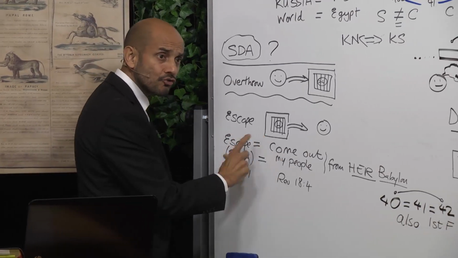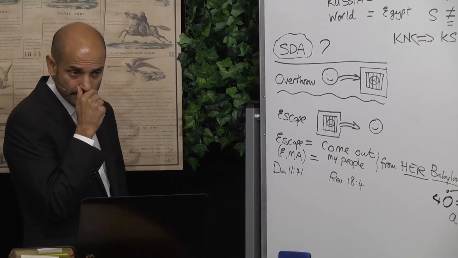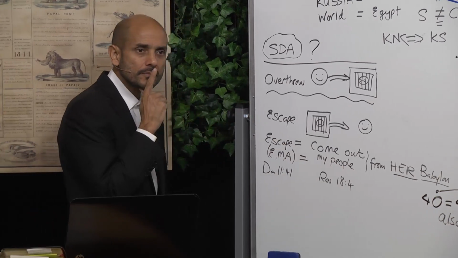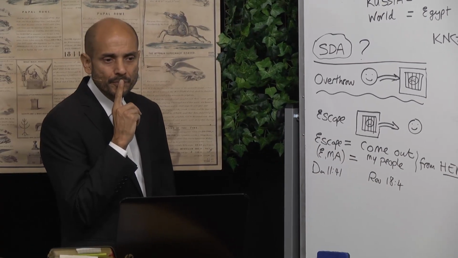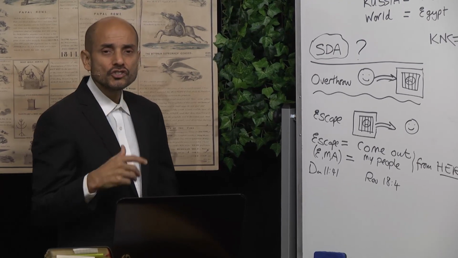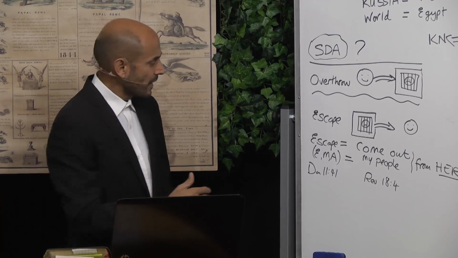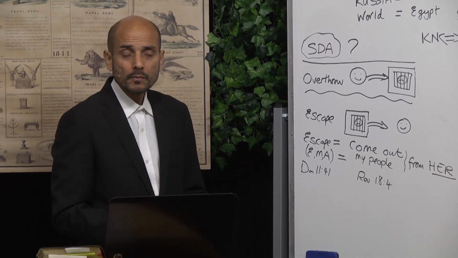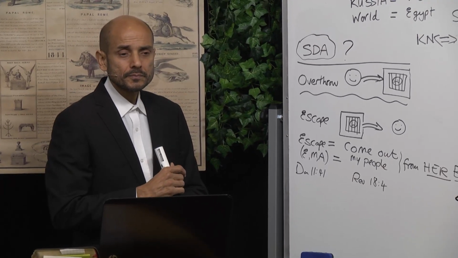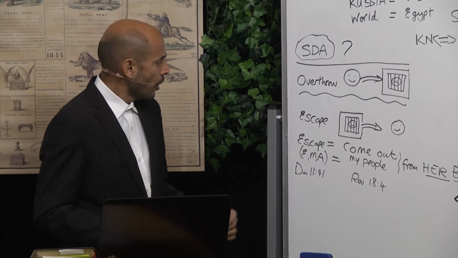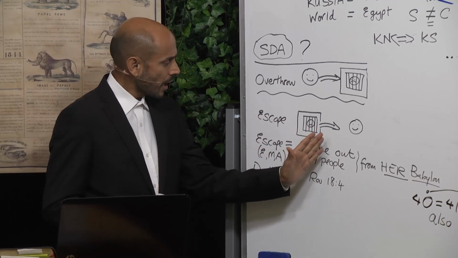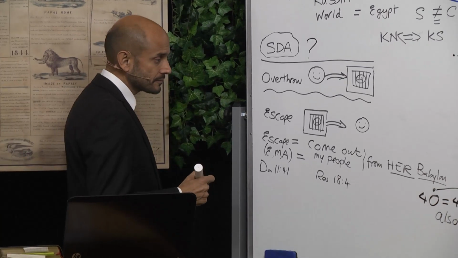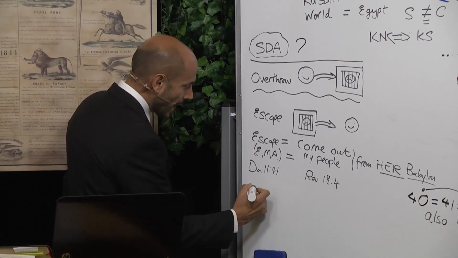Now we're into compare and contrast. Therefore, it's obvious that Edom, Moab, and Ammon are my people. Of course, it's no coincidence that these three groups are actually relatives of Israel, of God's people. So, we've got escape, come out. Edom, Moab, and Ammon, my people. What we didn't look at was the prison house.